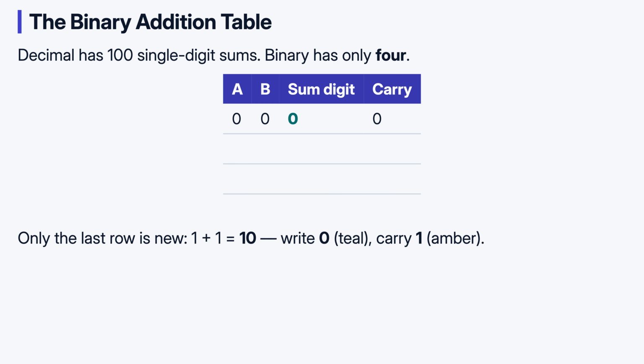In decimal, you memorized an addition table with 100 entries. Binary has only 4. 0 plus 0 is 0. 0 plus 1 is 1. 1 plus 0 is 1. And the only new one, 1 plus 1 is 10 in binary, that is one-zero, not ten. You write a 0 as the sum digit and you carry a 1 to the next column. Watch that amber carry. In the worked examples, it will travel one column to the left, beat by beat.